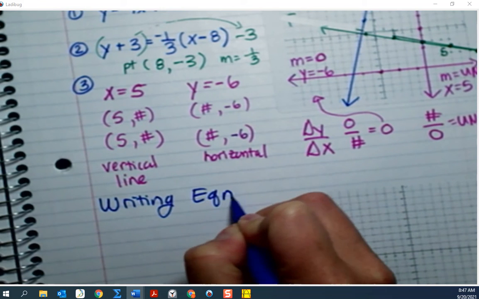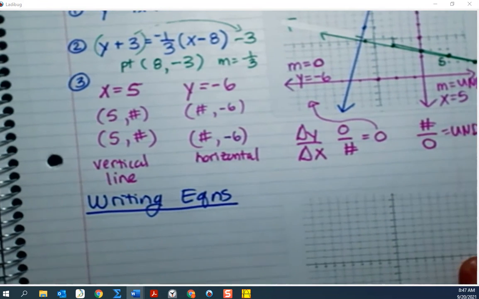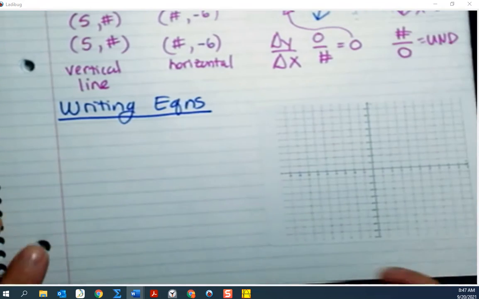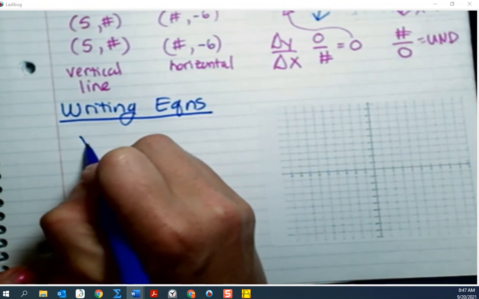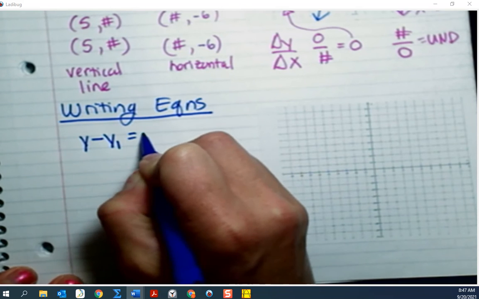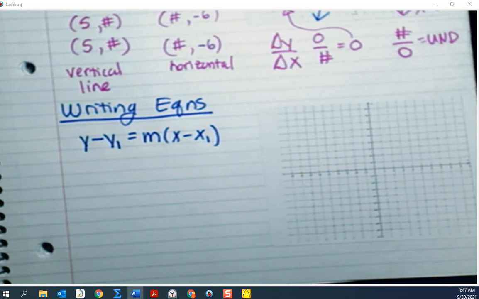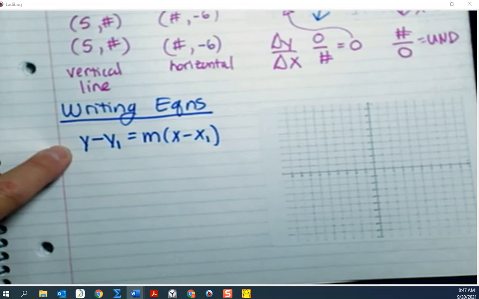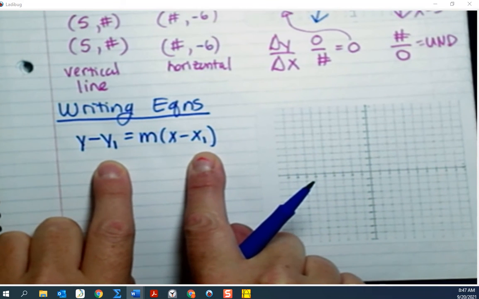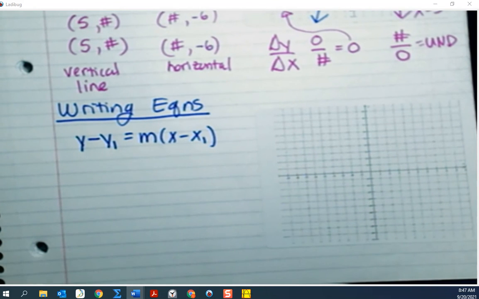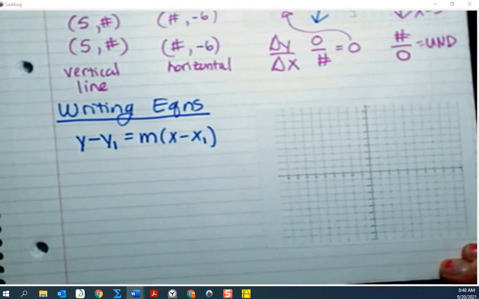Writing equations. That's EQN, writing equations. And I'm going to start with y minus y1 equals m times x minus x1. That's it. That's where you start. If for some reason mx plus b is just screaming at you, go for it. But this one is more versatile because you can pick any point off the graph. Any point. It doesn't have to be the y-intercept. It's not limited.